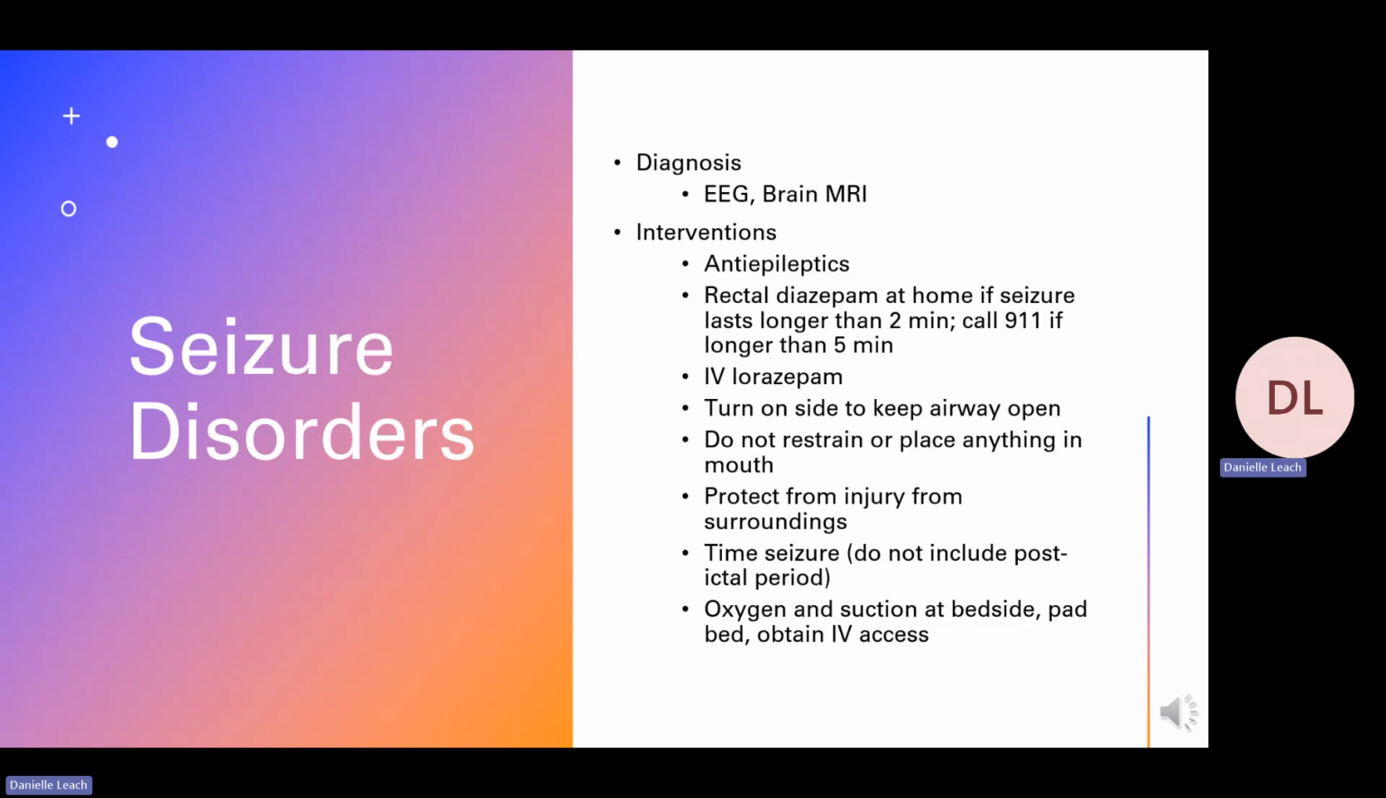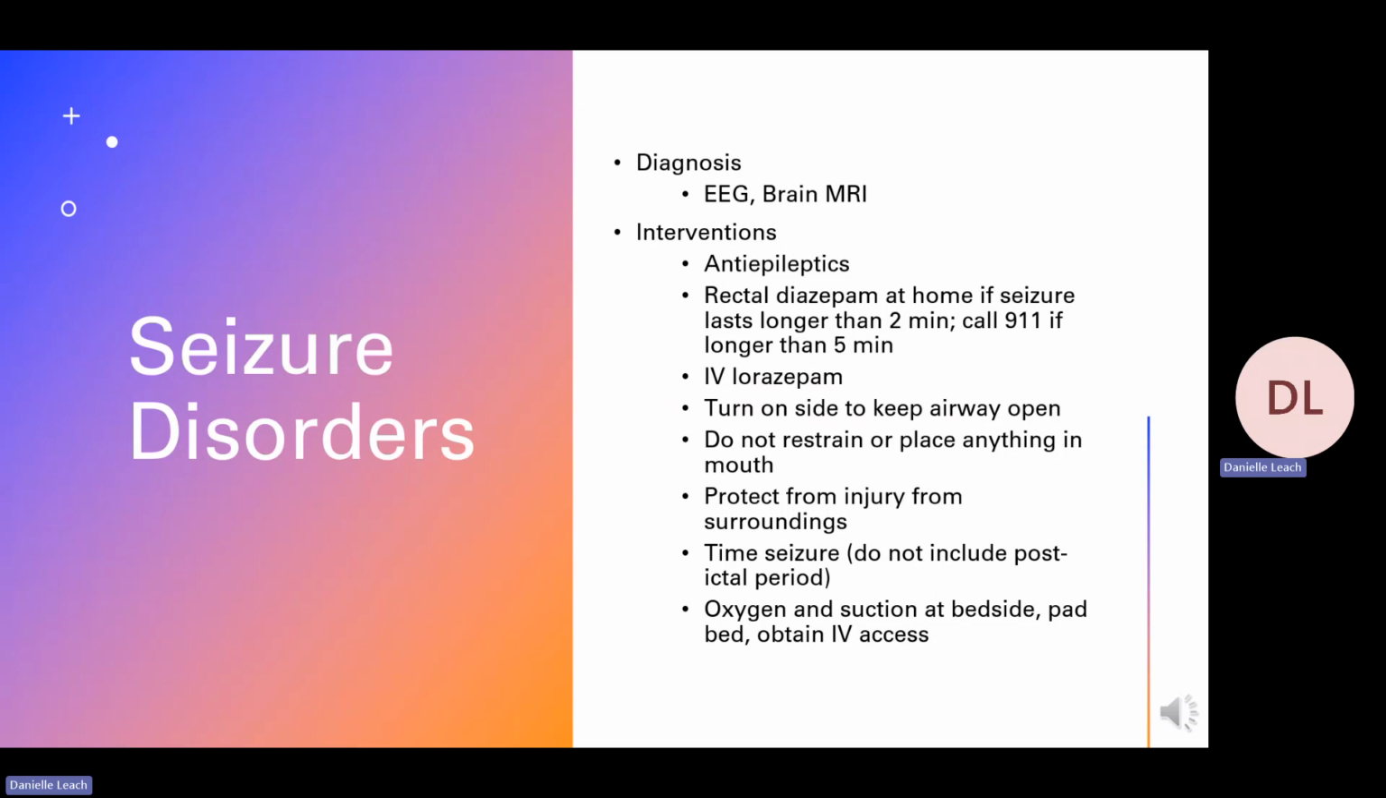Interventions for seizures. Of course, the child can be prescribed anti-epileptics if they are diagnosed with epilepsy. At home, if the child has a seizure and it lasts longer than 2 minutes, the child should be prescribed rectal diazepam gel that the parents or the caregiver can administer at home. The diazepam gel is inserted rectally.